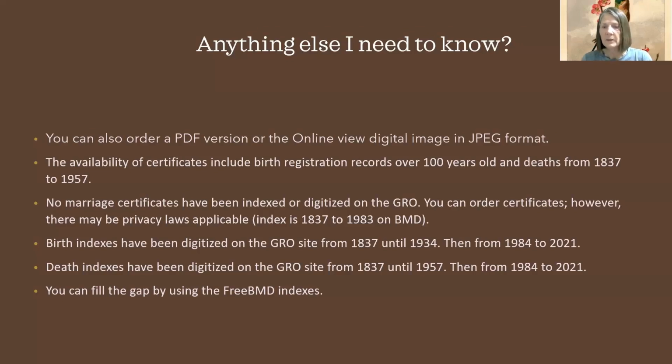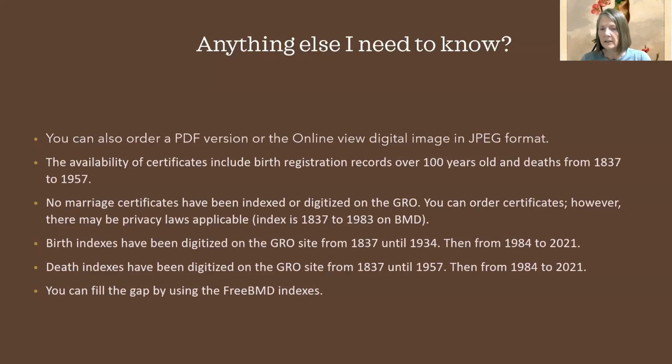No marriage certificates have been indexed or digitized by the GRO, so you're not going to find marriages. It was frustrating to me for a little while after I first started using GRO, because I'm like, where do I get the marriages? But you can't find them because they're not there. So they're not indexed on the GRO, but you can order certificates, and you can find those certificate registration numbers. Be careful. I'm not sure exactly what privacy laws are applicable to marriage certificates, but they may tell you that they won't send them to you. They'll just say, I can't send them to you. But the index for them is on the BMD, and they're actually indexed to 1983 right now.